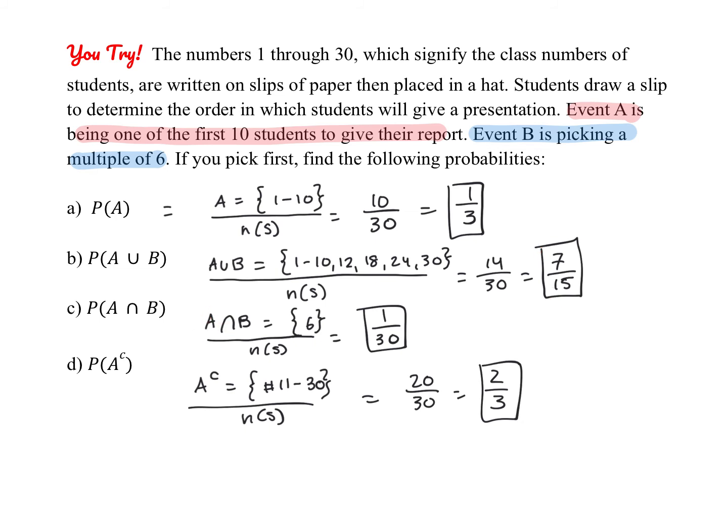So the probability of events A and B happening, there's only one slip that is both the first 10 or a multiple of 6, and that's the number 6. So you have a 1 out of 30 chance. And here the probability of the complement of A happening. So the complement of A is not picking a 1 through 10, so that would mean picking an 11 through 30. So that's 20 possible outcomes out of 30, so your probability is 2 over 3.